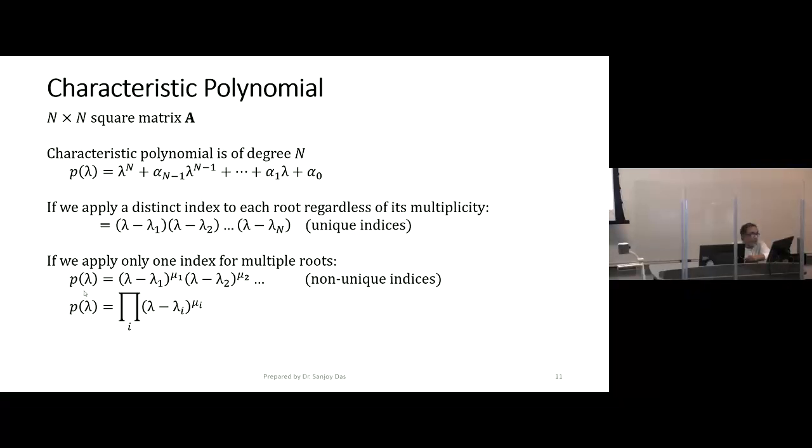Okay, what's the degree of this polynomial? I have to sum up mu 1 plus mu 2 and so on. If I add them up together, I'll get the degree of the polynomial. So anyway, if I follow non-unique indexing, then this is my characteristic polynomial. P of lambda is the product over i of lambda minus lambda i to the power of mu i.